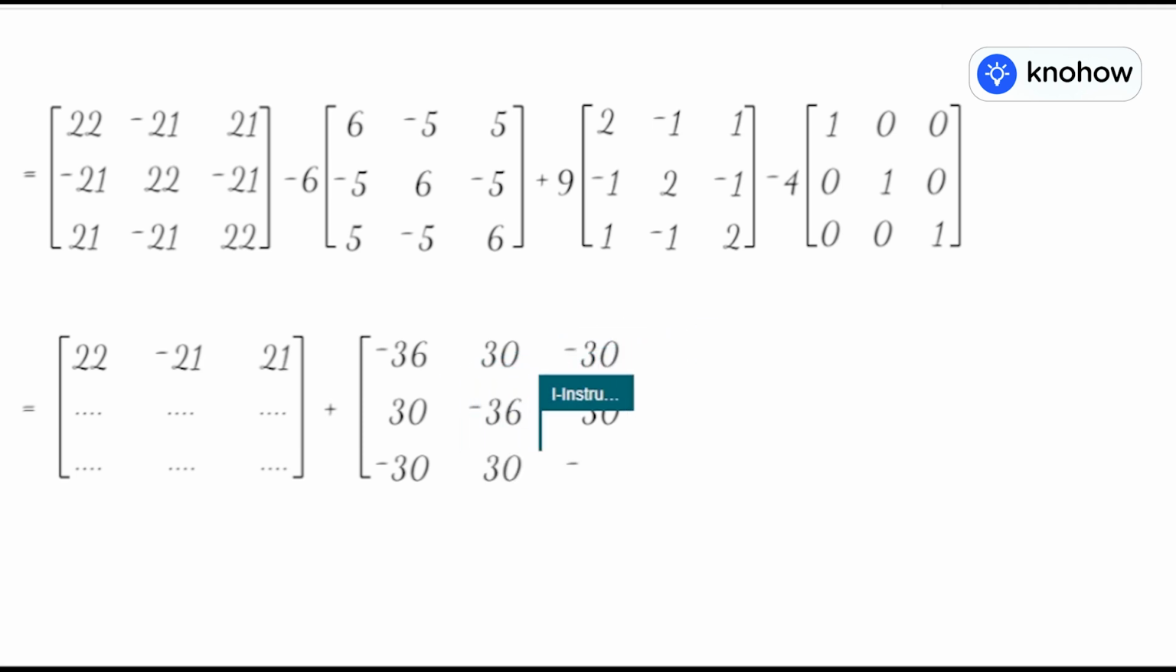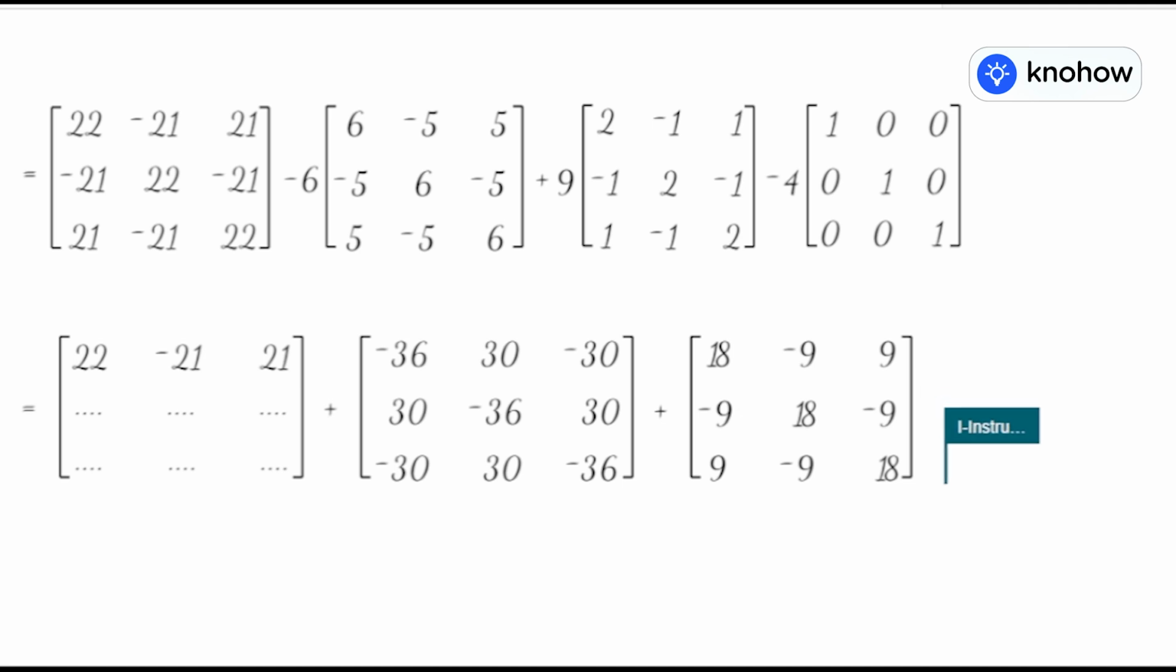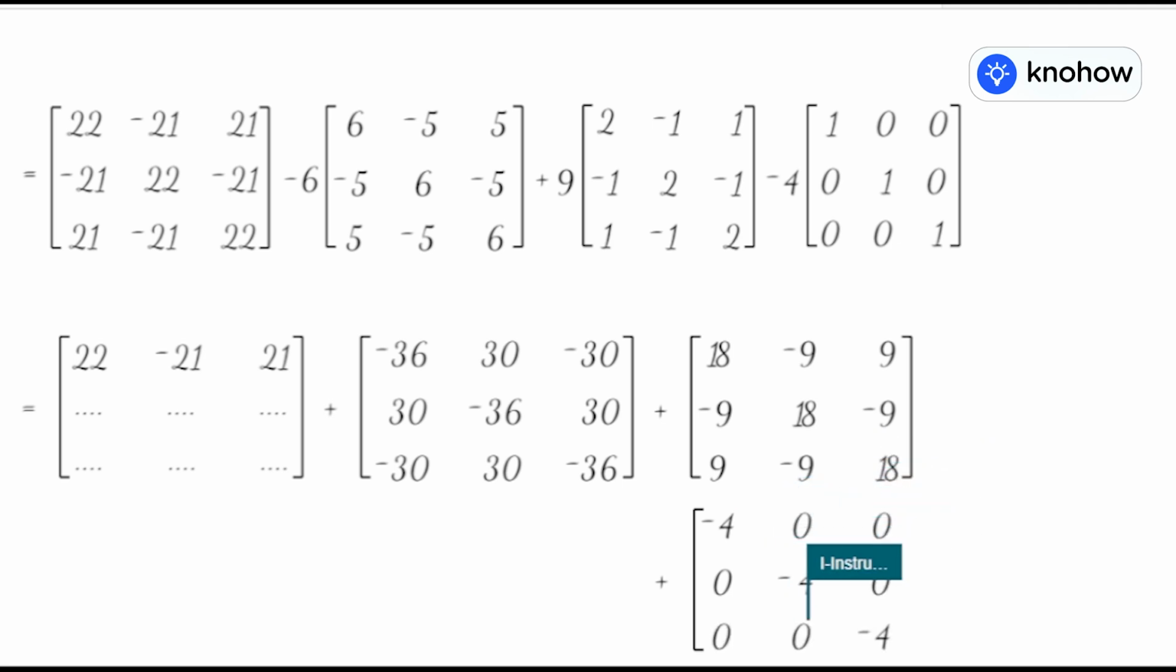And work out the value of 9 times A, so you get plus 9 times A, you get 18, minus 9, 9, minus 9, 18, minus 9, 9, minus 9, 18. And multiplying negative 4 to the identity matrix, you get negative 4, 0, 0, 0, negative 4, 0, 0, 0, negative 4. Now, all the 4 matrices are of the same order, that is 3 by 3.